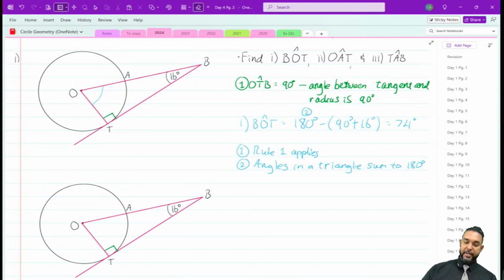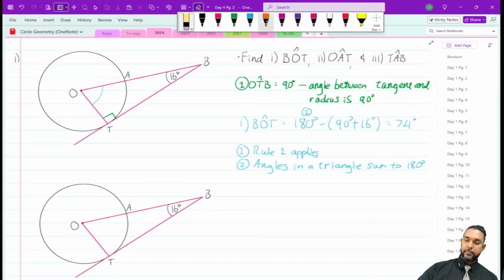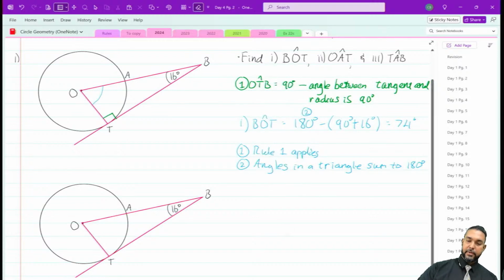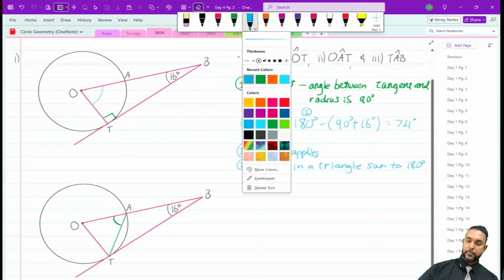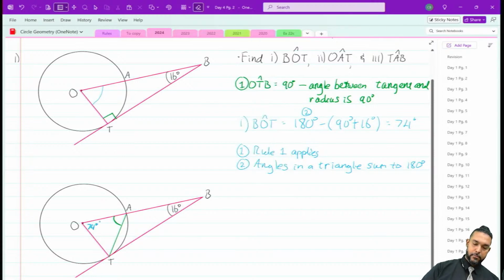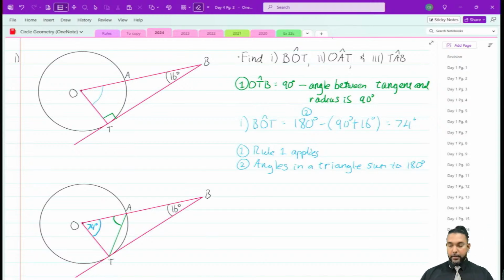But the next angle they want is OAT. So OAT, you'd have to draw in a line. Actually, let me get a different color there. OAT will be from there to there. So now we're looking for this angle here. Right? And we just found out the one in the center is 74, right? So ask yourself if that triangle has anything special about it. You can look back to the example we just did. That might give you a bit of a hint.